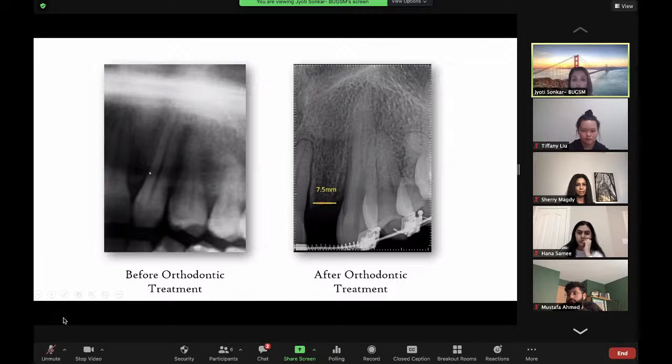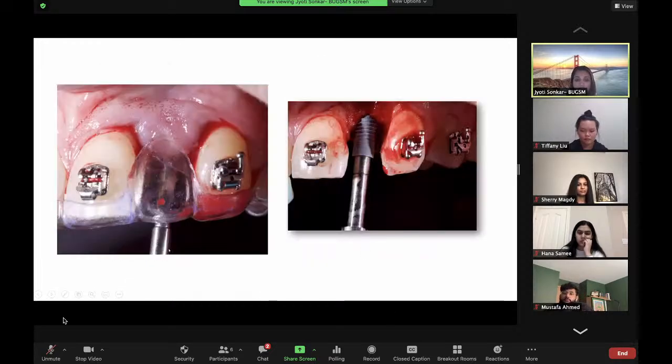Look at that, there was no space at all. This is the central incisor and canine, and this is the central incisor and the canine. We were able to create at least 7.5 millimeters worth of space for the implant to go in. We were able to do that because of the orthodontic treatment. And then we were able to place an implant.